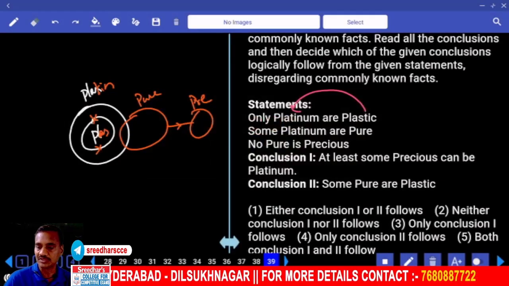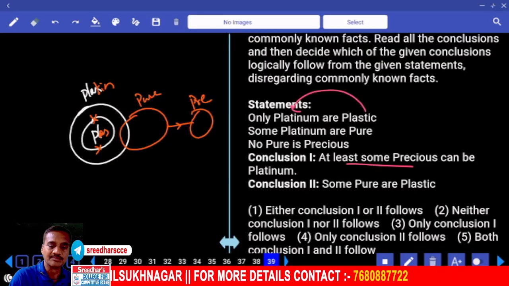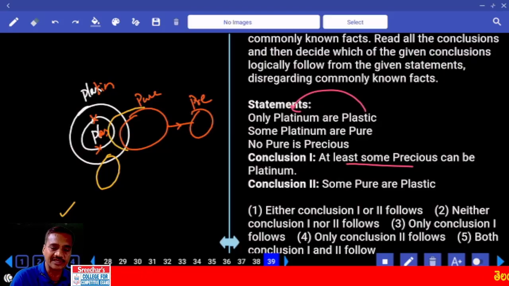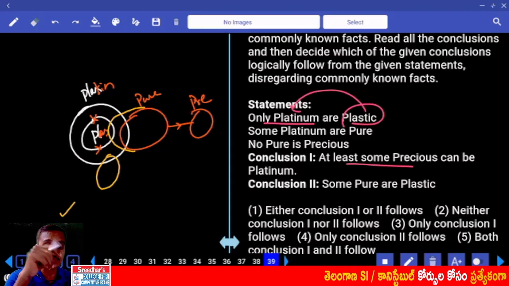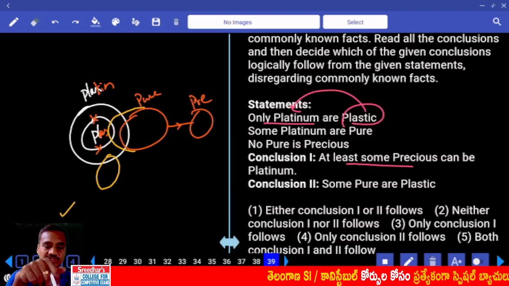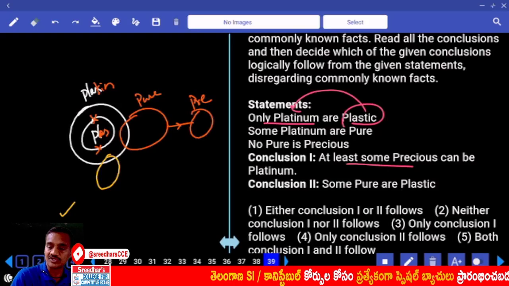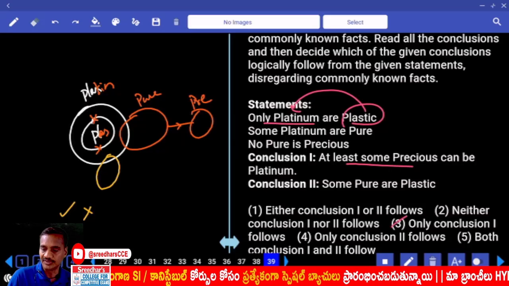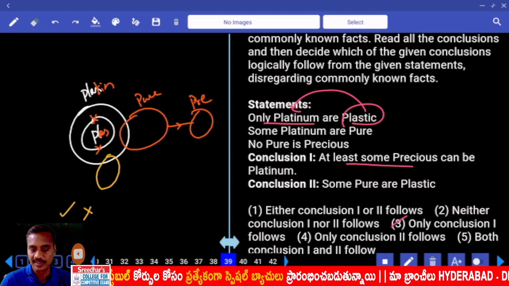Coming to the first one. Some precious can be platinum. Precious and platinum. Can we have precious like this or not? Yes, possible. And some pure are plastic. Pure and plastic, can I intersect these two? No, because this plastic belongs only to platinum. It does not belong to anything else. If you extend this, it belongs to pure as well, which is not possible. So what is your answer? Only one, given in choice 3, question number 39. Then 40th.